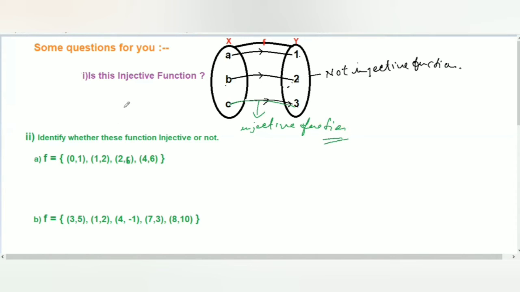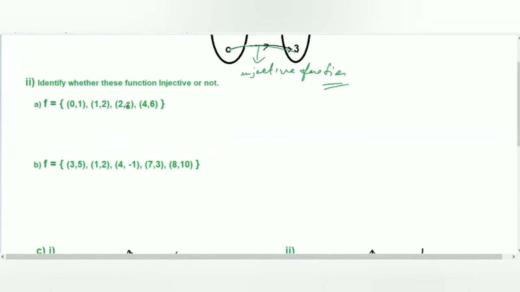Okay. Now again some more questions for you here. Second question: identify whether this function is injective or not. I have given the set form here: (0, 1), (1, 2), (2, 6), (4, 6). From here only, you can identify whether this is injective or not.